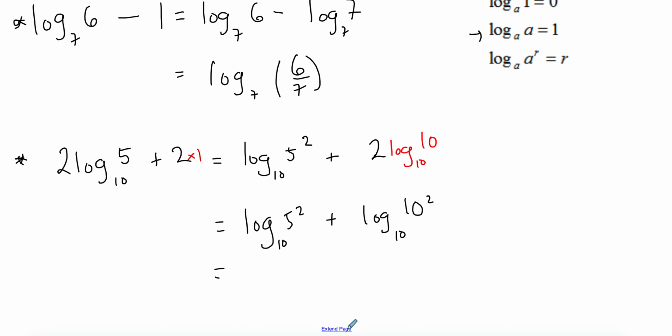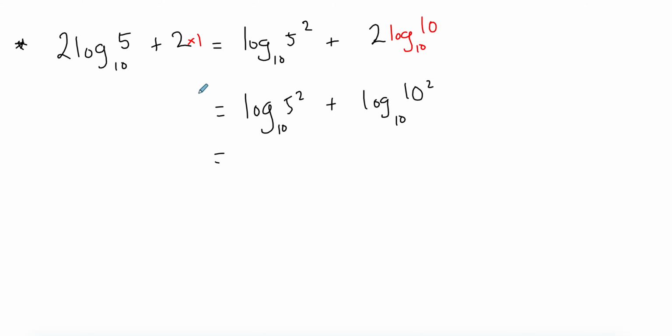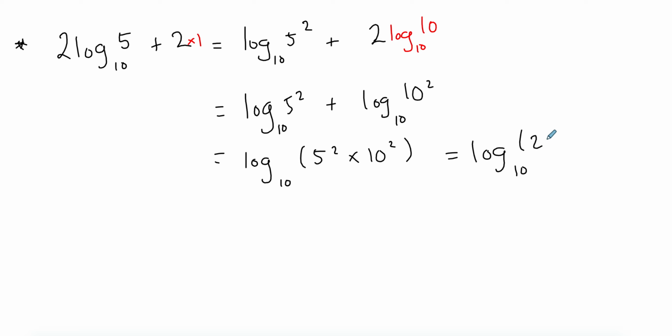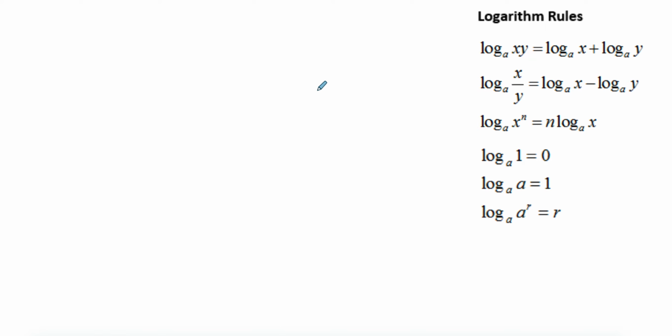You could, if you're comfortable with converting between exponentials. Otherwise, you could use this fact. These are tricks that seem very new right now, but as soon as you're introduced to them, you can use them continuously. So we have the same base, we're adding them, which means I can multiply the arguments. So 5 squared times 10 squared, and that would just be 25 times 100. So I have log base 10 of 2500. So that's for the first set of examples.